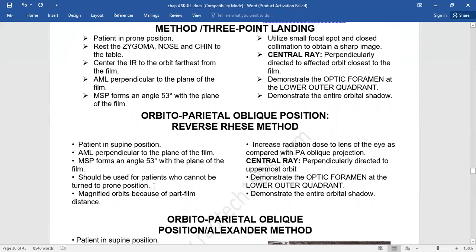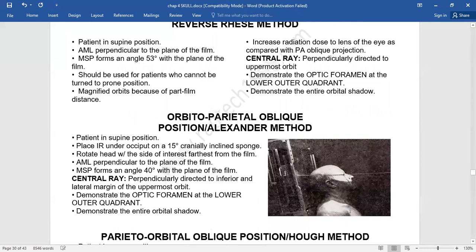So since nakasupine yung patient, malayo yung orbit, so there will be a magnification due to increased OID. Of course, there is also an increased radiation dose kasi nakaharap yung patient sa tube. So central ray, no angulation, perpendicular siya sa uppermost orbit. So the same na naman ang kanyang demonstrated areas, the optic foramen at the lower outer quadrant.